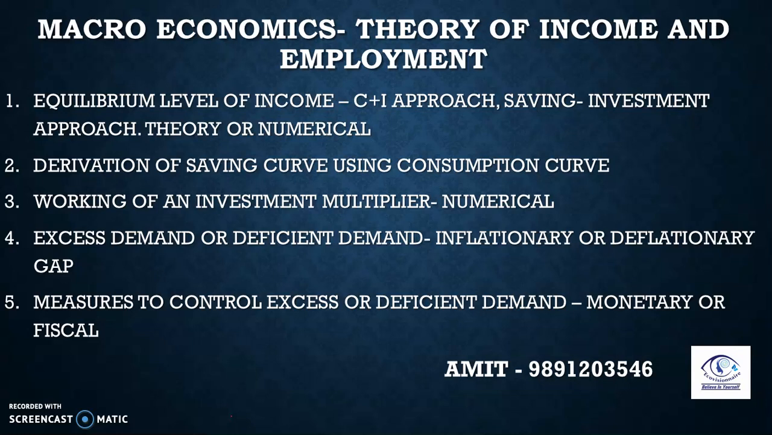Then when consumption is equal to income, there is zero saving, so there is a dot on the x-axis. Then join these two dots, and you get the saving curve from the consumption curve.